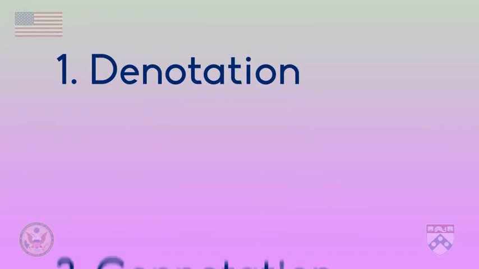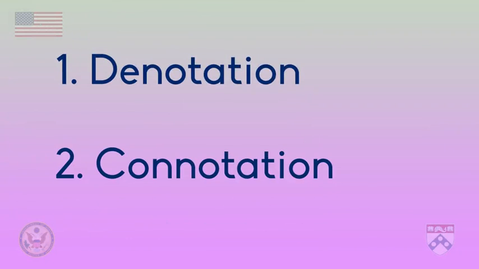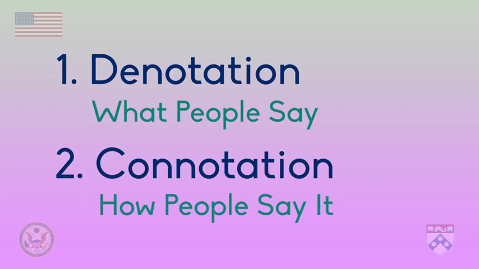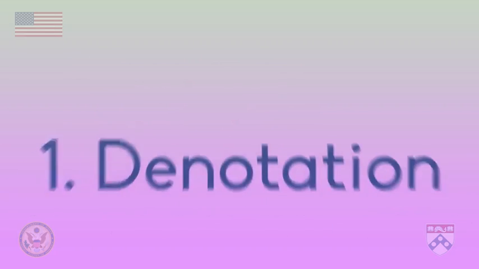Hello. In this video, we're going to discuss denotation and connotation. These concepts deal with the way we choose words to express different meanings and opinions. If we want to improve our media literacy, we need to pay attention not only to what people say, but also how they say it. Let's start with denotation.